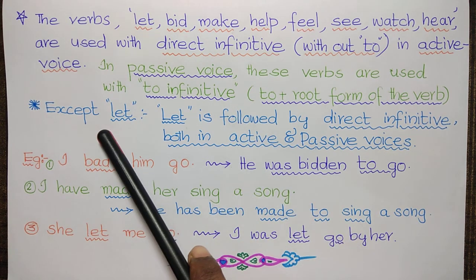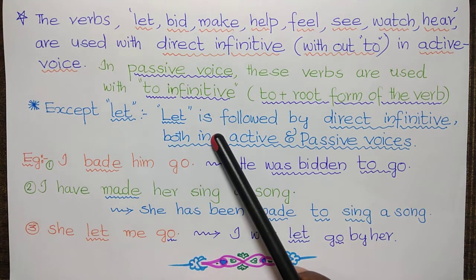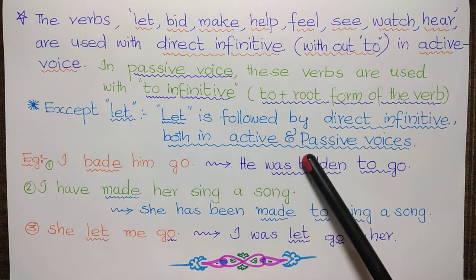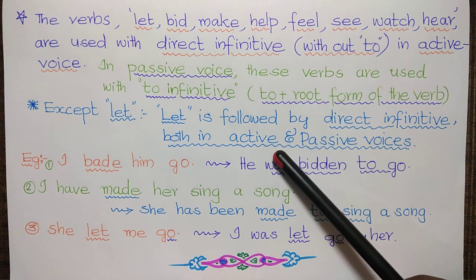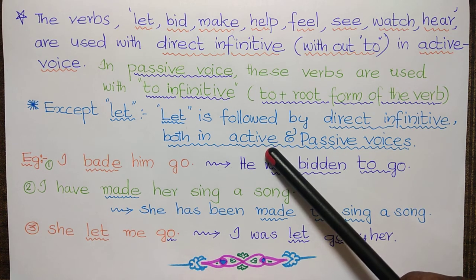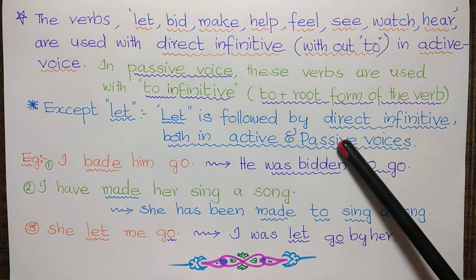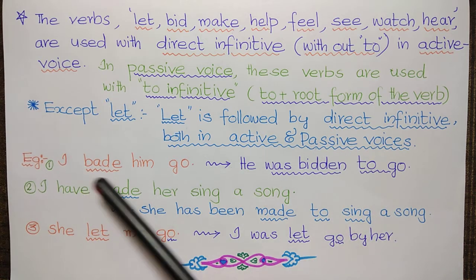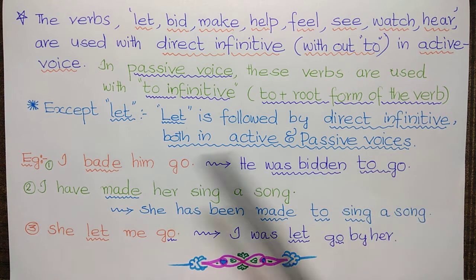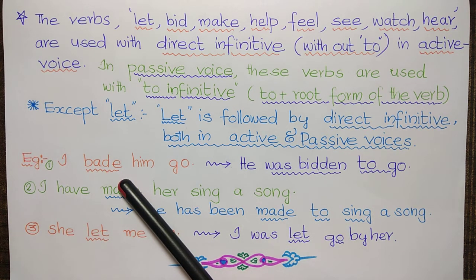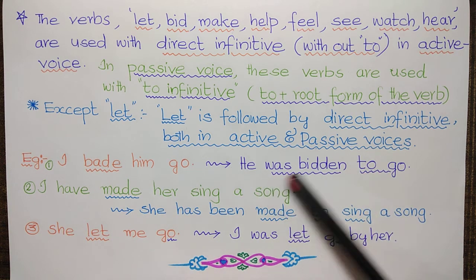There is an exception. Only this verb, let, doesn't follow this. Let is followed by direct infinitive both in active and passive voices. In the case of let, we should not use to in both active and passive voices. See the examples. I bade him go. Here there is no to. But after conversion in the passive voice we need to add to. He was bidden to go.